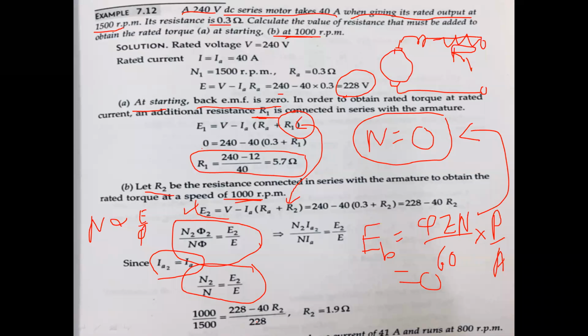R2 equals 1.933. So in this manner, we calculate the external resistance in series with the armature circuit to get the rated torque at starting as well as at 1000 rpm. So this problem is based on a series motor.